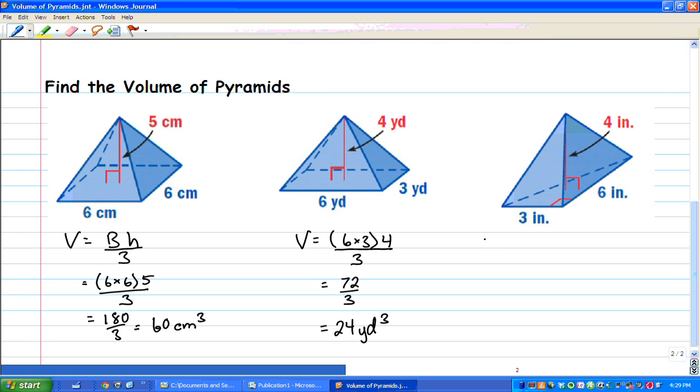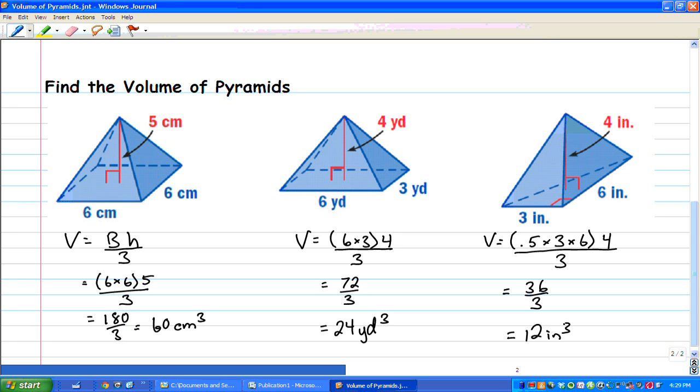Now this last one's a little bit tricky because the base is a triangle. So here, the volume is going to be equal to the base area. The base area is 0.5 or 1/2 times the base of the triangle, which is 3, times the height of the triangle. That's the base area. Now the height of the pyramid is 4. This whole thing divided by 3. That one could be very tricky if it's not set up correctly. Then that whole thing multiplied on the top is 36. Divided by 3, this is equal to 12 inches cubed.